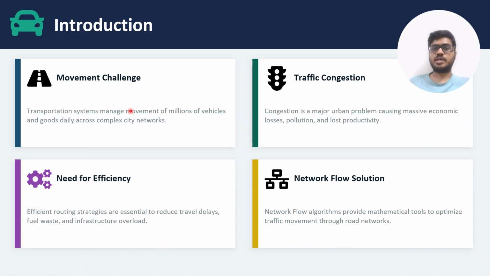Transportation systems today handle millions of vehicles and goods every day. In large cities, managing this movement becomes very complex. Traffic congestion is a major issue causing delays, pollution, and economic loss. So, we need efficient routing strategies to reduce these problems. This is where network flow algorithms come into play.